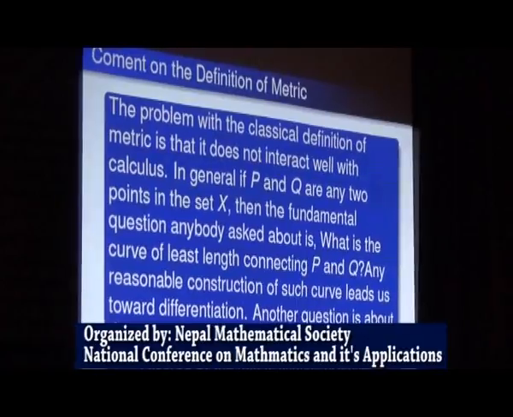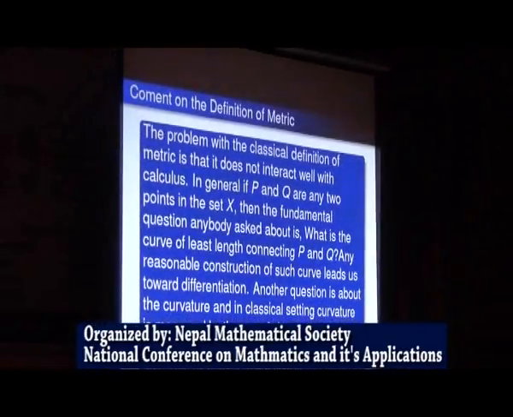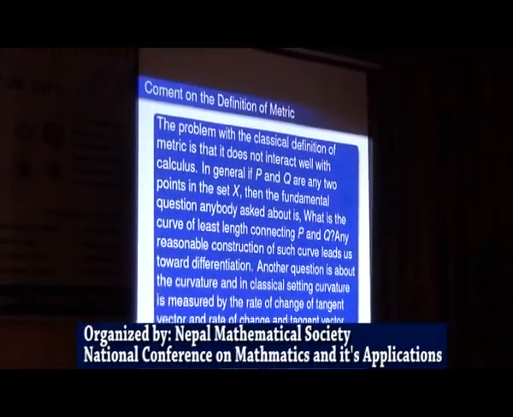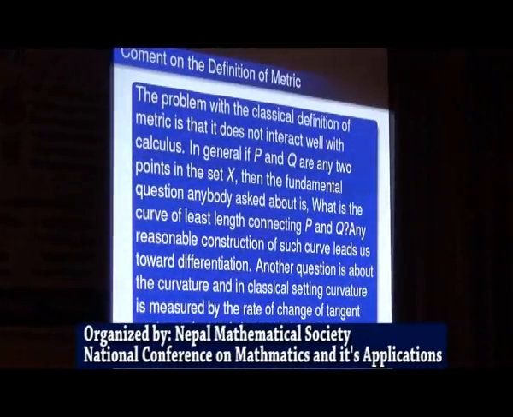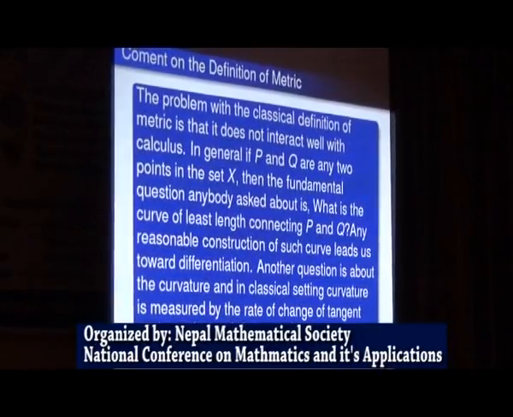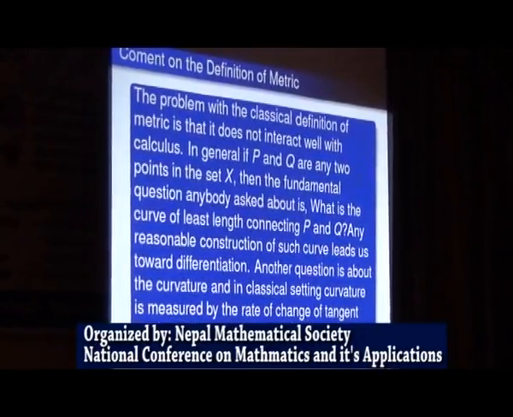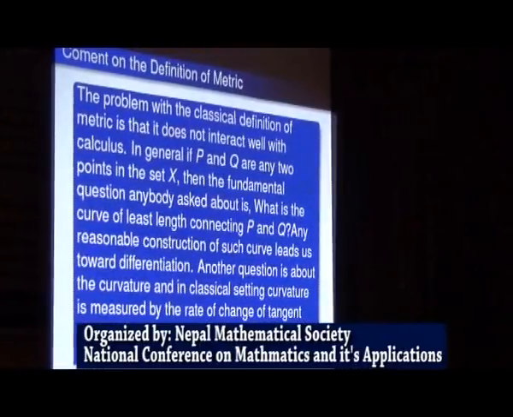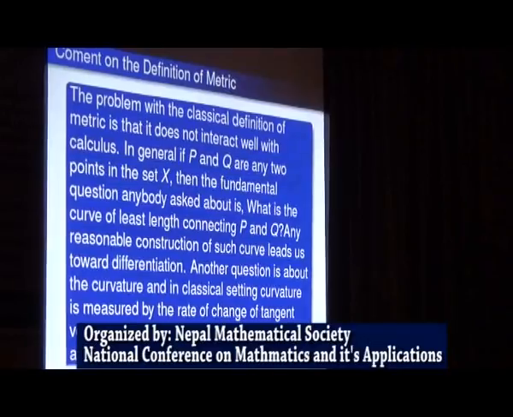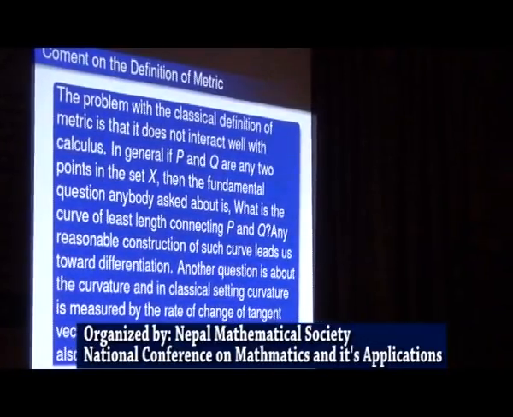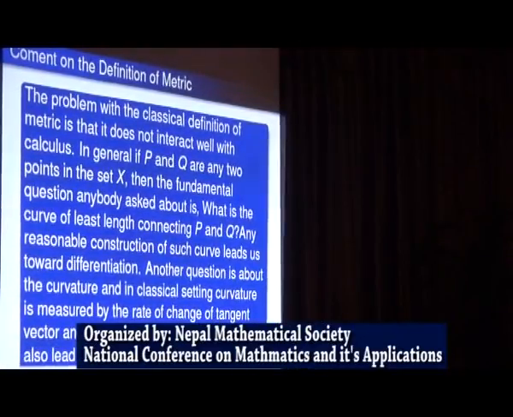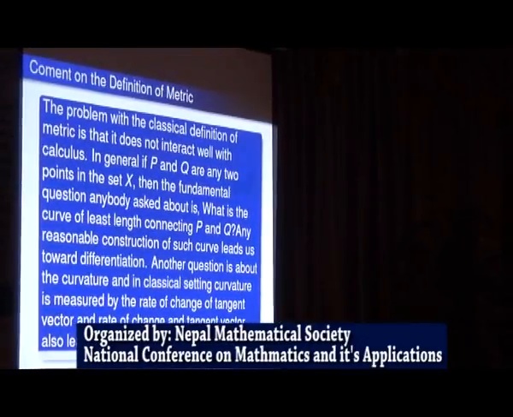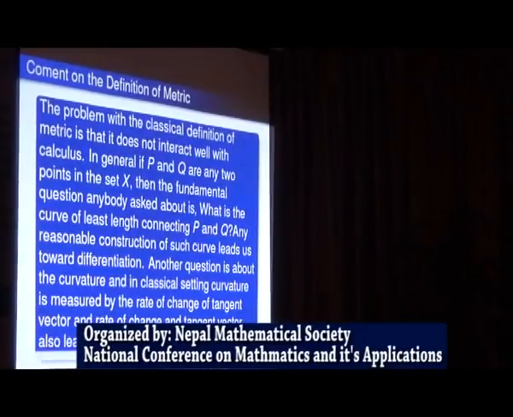The problem with this classical definition of a metric is that it does not interact well with calculus. A metric measures distance. The problem is that if our domain is not convex, then we cannot define the minimum distance by straight lines, so we have to find the minimum distance. If we talk about the minimum distance, we need calculus, and this metric function does not interact well with calculus. Another is curvature. Curvature means the rate of change of tangent vectors, and this also needs calculus.